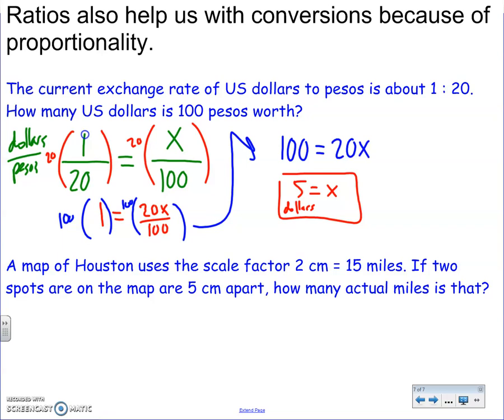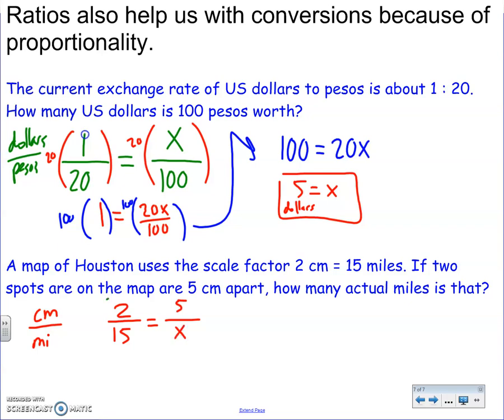Here's another one. A map of Houston uses a scale factor: 2 centimeters is 15 miles. If two spots on the map are 5 centimeters apart, how many actual miles is that? So we're going to convert this. It's just your choice. You want miles or centimeters on top? I'll do centimeters on top, miles on bottom. So make sure you stay with that. So if it's 2 centimeters per 15 miles, we have 5 centimeters. How many miles is that? So we don't know the miles.